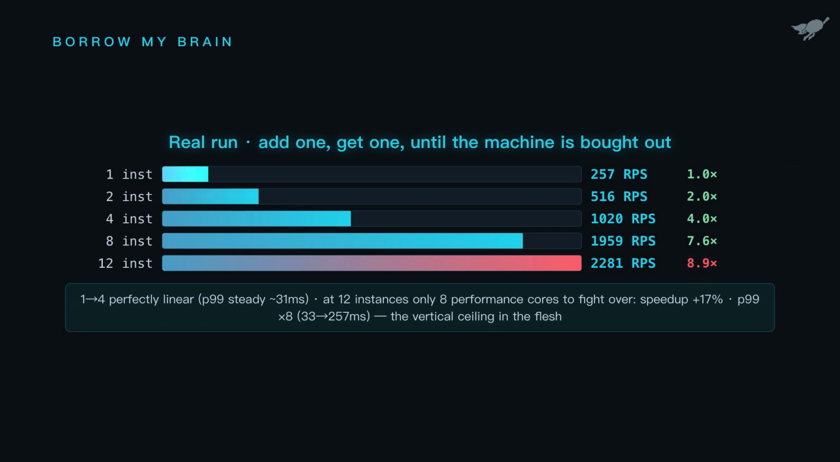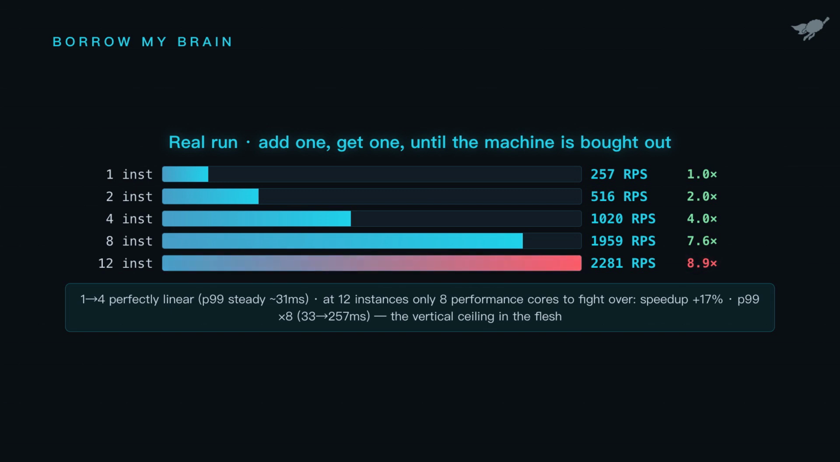Above that, it stops being clean. 8 machines lands at 7.6 times. The missing 0.4 is the tax of fan-out and system overhead. And 12 machines? Only 8.9 times. The speedup grew a mere 17%, while the 99th percentile latency blew up from 33 milliseconds to 257.